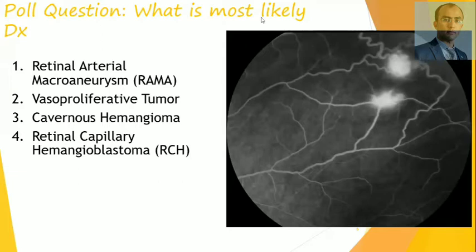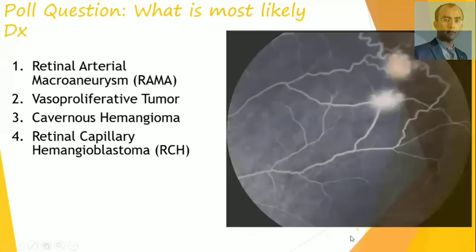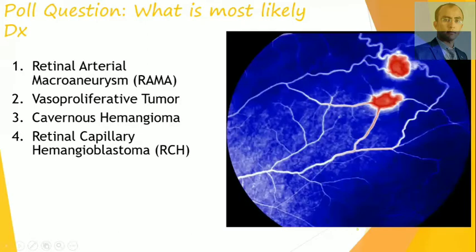All right, so most of the attendees believe it to be a retinal capillary hemangioblastoma, and the other majority believes that it is a retinal arterial macroaneurysm. Both are quite excellent differentials. Have a look at another image of this patient, and you can see over here two elevated lesions being supplied by dilated and tortuous feeder vasculature.